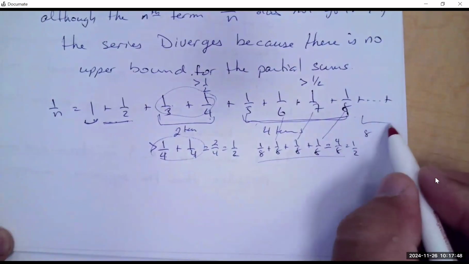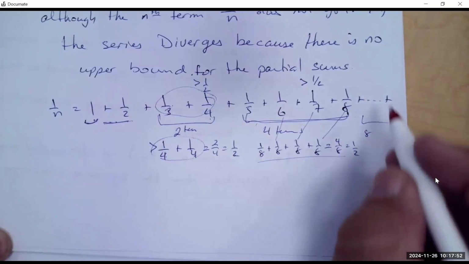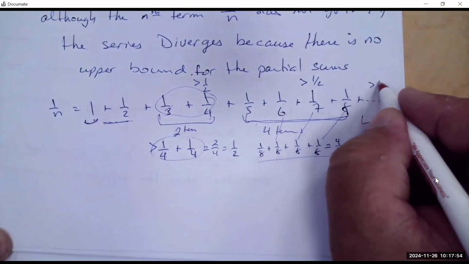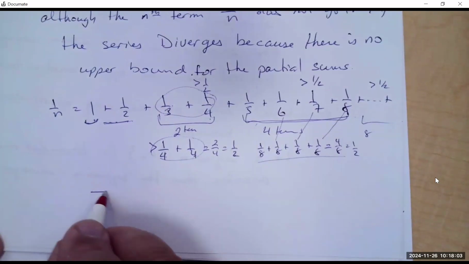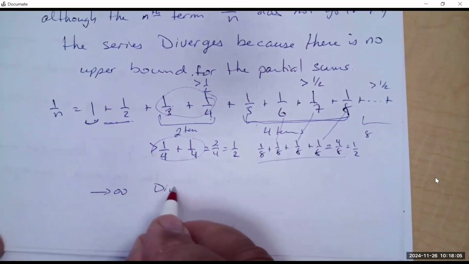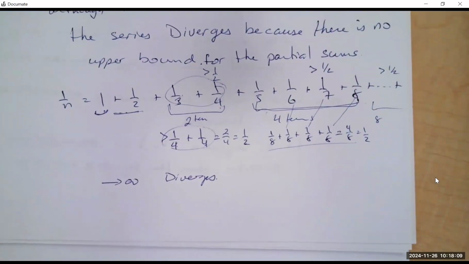The next one with 8 terms, it'd be 1 over 16, 1 over 16, 1 over 16. Each term is bigger, so this part is bigger than 1/2. So what's happening to this sequence of numbers? They're getting bigger and bigger and bigger. Because they're going to infinity, that means it diverges. If it was converging, it would be going down to a number, going down to 0.